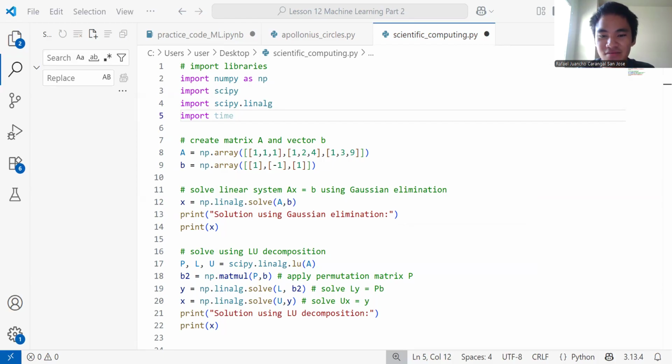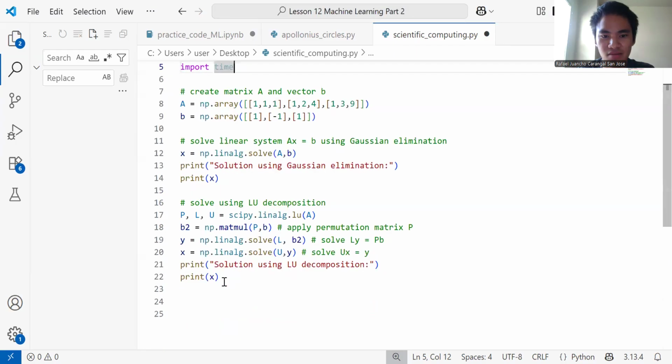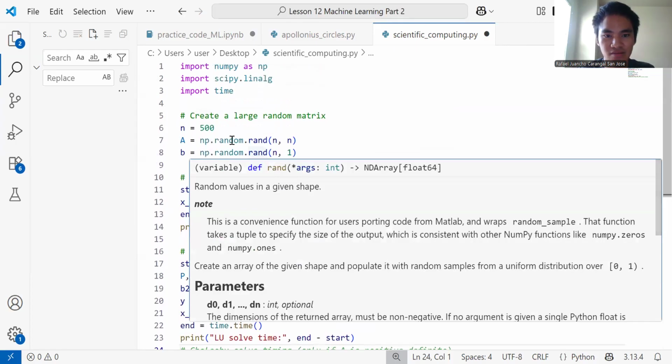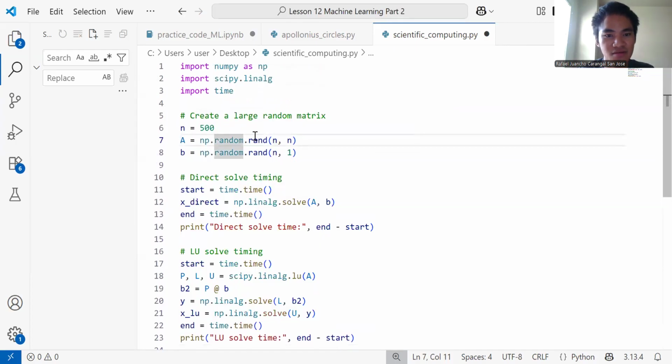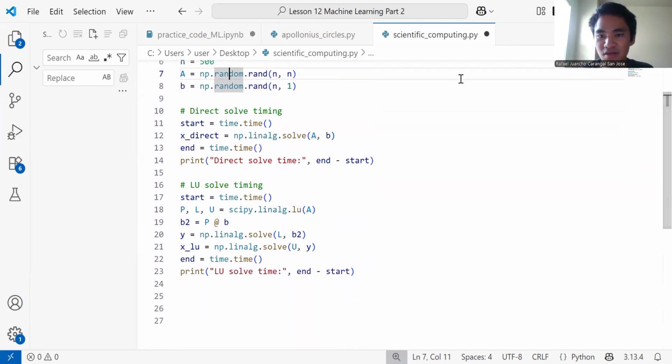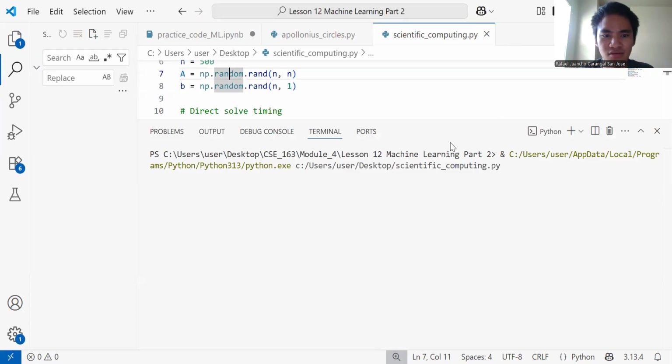Actually, we can't really do that because it's just a 3 by 3. So we should try doing it with maybe a bigger matrix, just so that it'll actually make sense. So let's try. Okay, let's do this. So here I created a 500 by 500 matrix, and then we did a timer here. Let's see how long it will take for both.